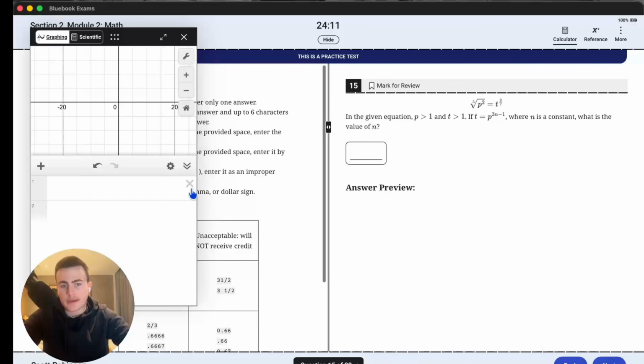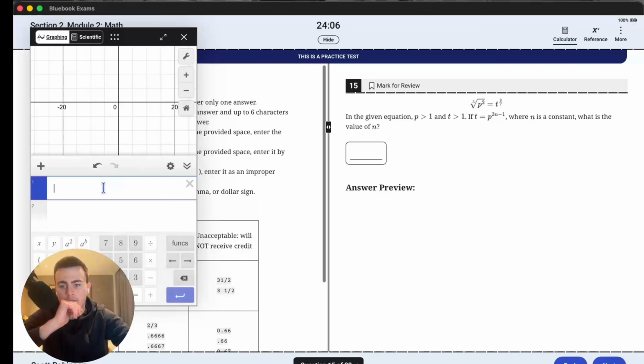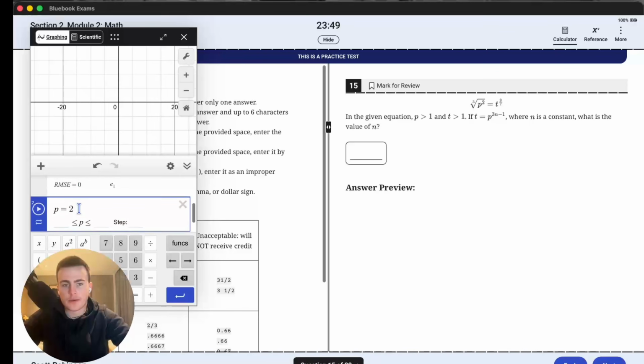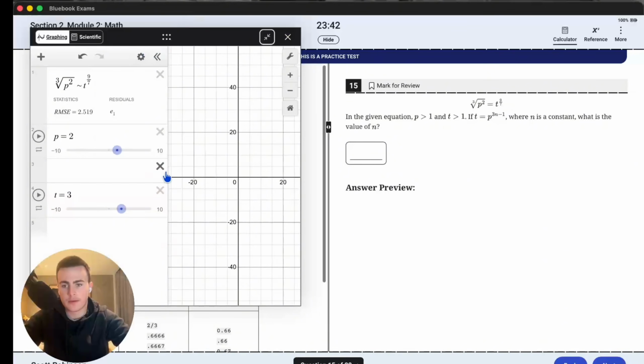In the given equation, p is bigger than 1, t is bigger than 1. If t equals that, what's the value then? Okay. We'll plug it in. Nth root 3 p squared equals t to the 9/7. And then p is bigger than 1, so let's say p is 2, and then t is 2, or t is 3, so make this a little bigger for you guys. There we go.